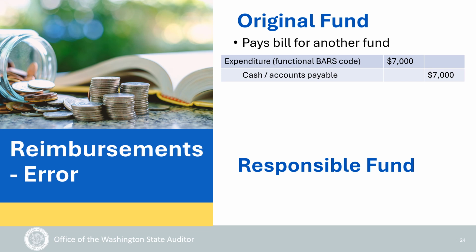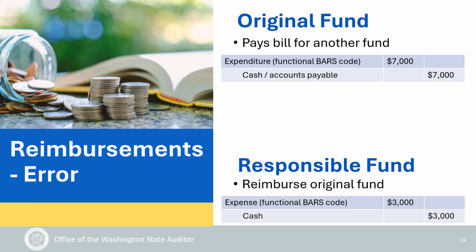The original fund, the general fund in this example, debits expenditure and credits cash or accounts payable for $7,000. When they discover the error, the responsible fund, or the sewer fund in this example, reimburses the general fund. At this point, the sewer fund records its expense and pays back the general fund.